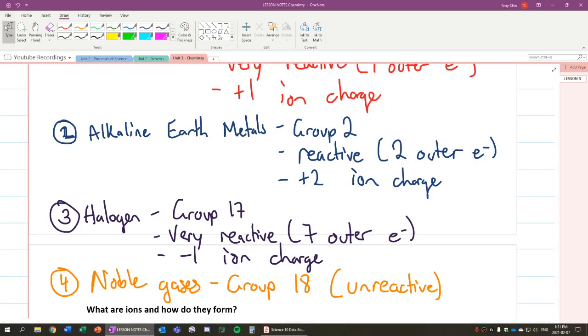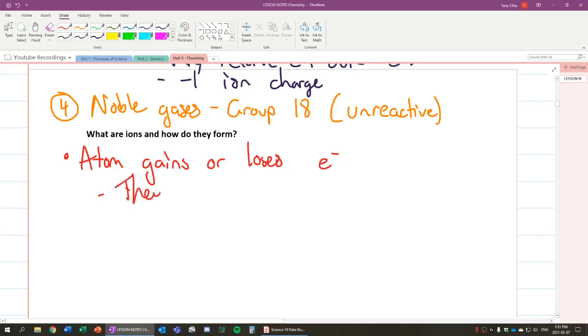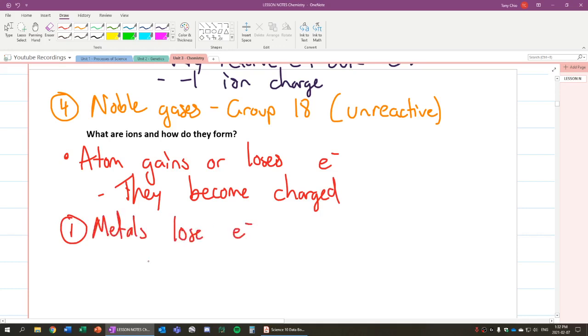So the last thing we're going to talk about is, how do ions form? What are ions? You can think of them as when an atom gains or loses electrons. And because of that, they become charged. So how do they do that? Well, metals will typically lose electrons, and when they do that, they become positive ions. We have a special name for these positive ions. We call them cations.